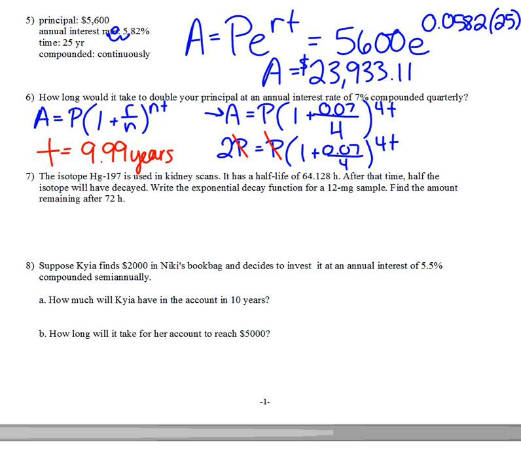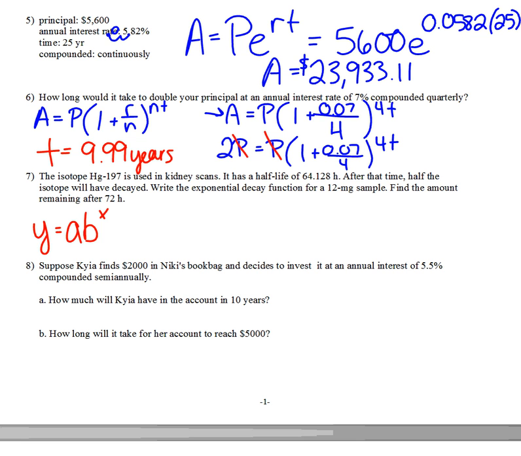Number 7, we're not talking about money anymore. We're just talking about an exponential function. Something is equal to a times b to the x. So y depends on x. So if x is the amount of time we've been decaying, y is going to tell us how much we have left.